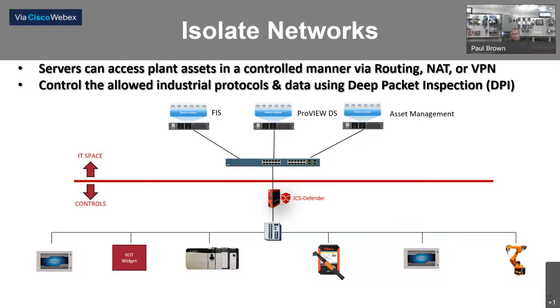As you can see there in the middle, the ICS Defender is connected to a switch in the IT space and to a switch in the control space. And all traffic that flows between those two goes through the ICS Defender. And depending on how you have the ICS Defender, will define what traffic goes through and how you're managing that traffic through that connection point.